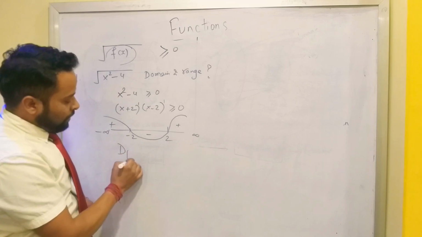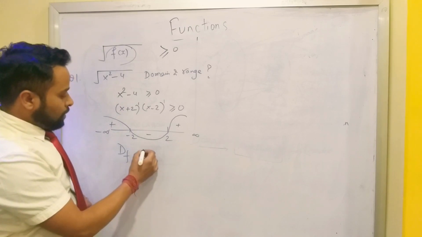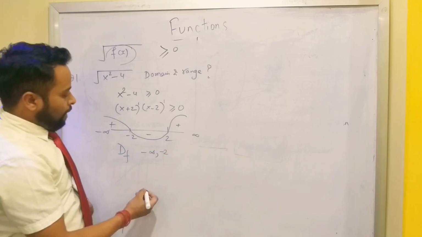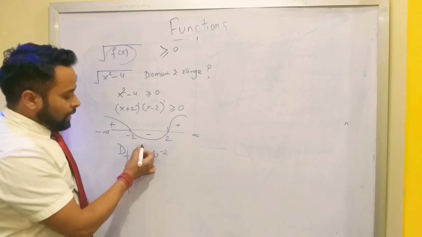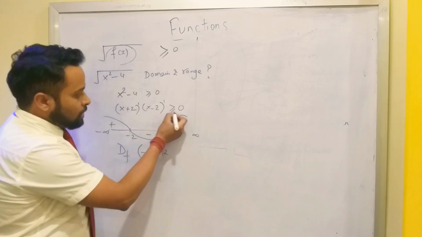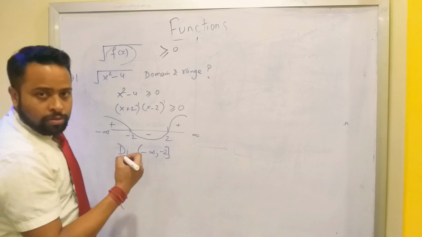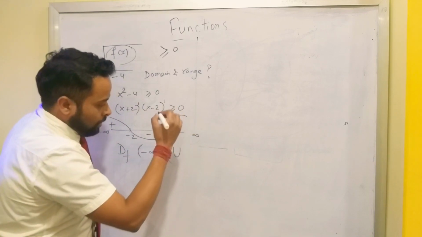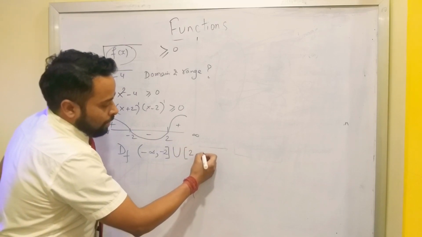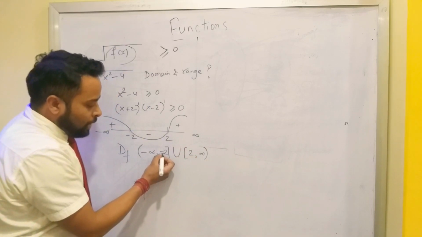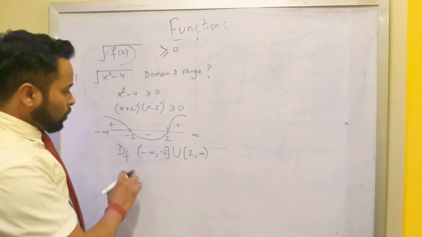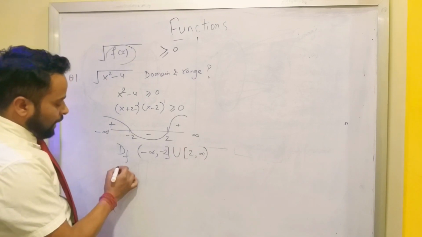So the domain of the function is minus infinity to minus 2. Minus infinity cannot be in a closed bracket, do remember this. And since it is equal to, I am using a closed bracket, union 2 to infinity, where 2 is again a closed bracket and infinity is open. Closed bracket means minus 2 and 2 are also included in the domain.